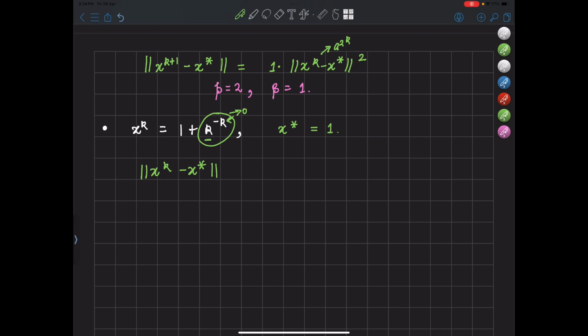So what will be xk minus x star? It will be k to the power minus k. Right. And then xk plus 1 minus x star.